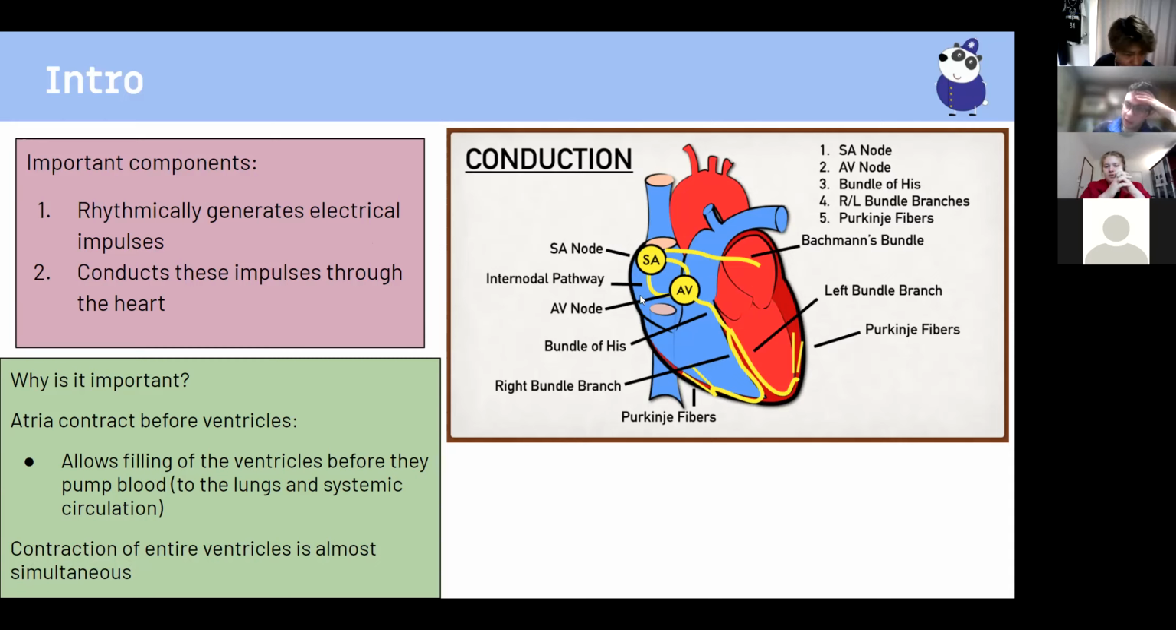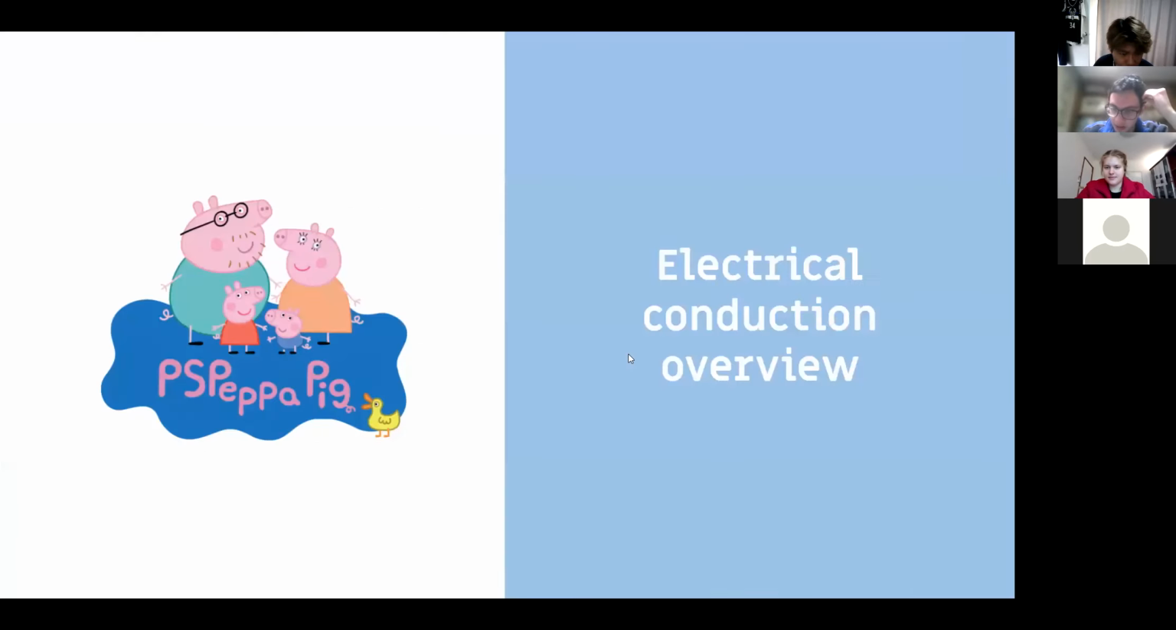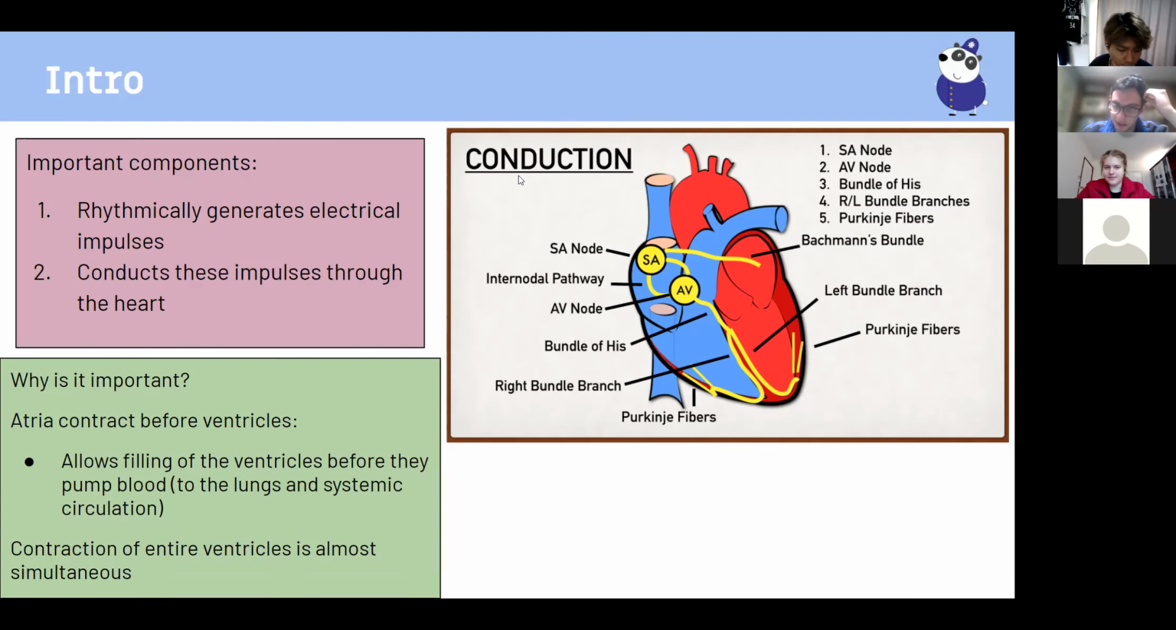The most important concept about this, and the reason why it can't just be everything contracts, is because the atria need to contract before the ventricles contract. Why do we reckon that is?